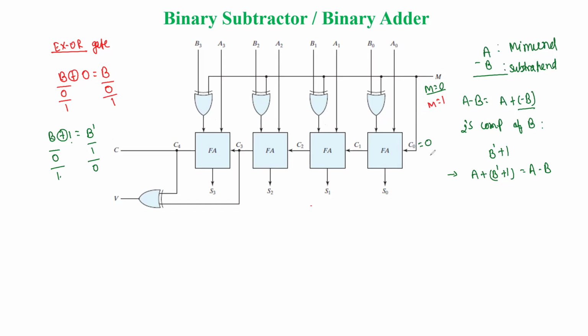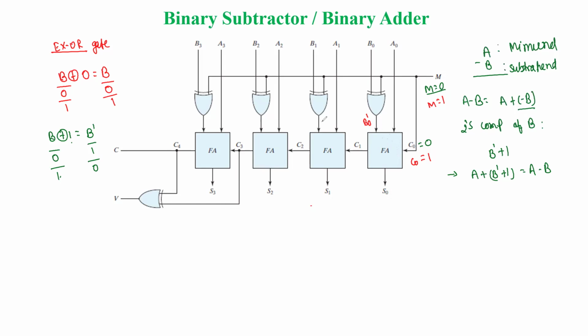So M is 1 and from this side S C naught is going to be 1. So this XOR gate is going to give the complement here. This is the B0 dash and it is added with 1. So finally here it will have 2's complement.